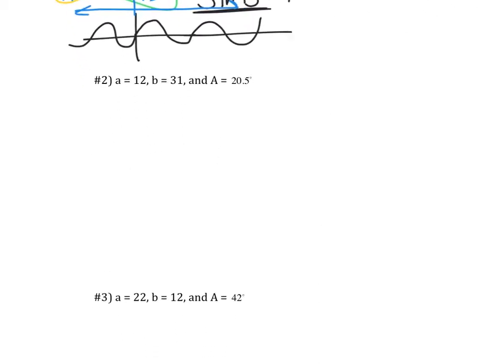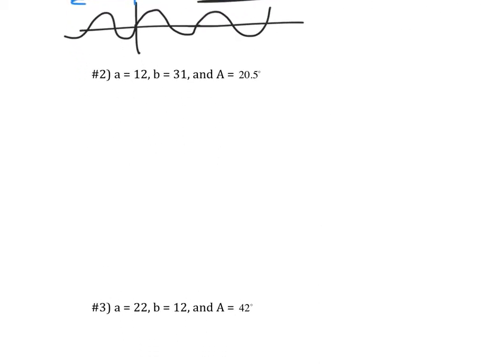All right, number 2 is going to be an interesting one, so let's do it. Here we go. So now we have that A is 20.5 degrees, so A is pretty small. Here's A, and you don't have to draw them to scale. I usually don't, but I'm trying to. B is pretty long. We'll say this is angle B. B is pretty long. It's 31. And then side A is 12.